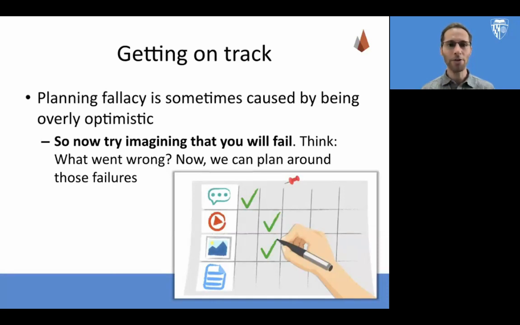So a good way to counteract this optimism bias and to overcome the planning fallacy is to try imagining that we will fail and really vividly imagining ourselves failing in the near future. So think, what went wrong? Now we can plan around those failures.